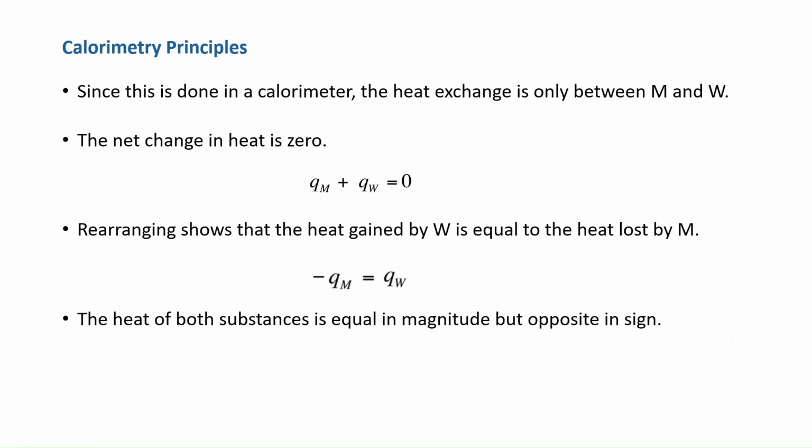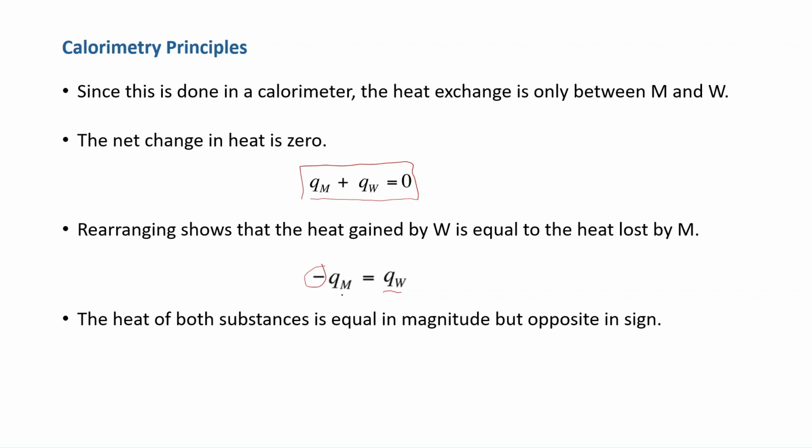Now, the calorimeter is insulated, so there shouldn't be any loss of heat to the outside. You can see the overall change of heat is zero. All of the heat from the metal is going to go to the water, none is going to be lost. So that means that the value of the heat of the metal is going to be the same as the heat of the water, but they have a different sign.